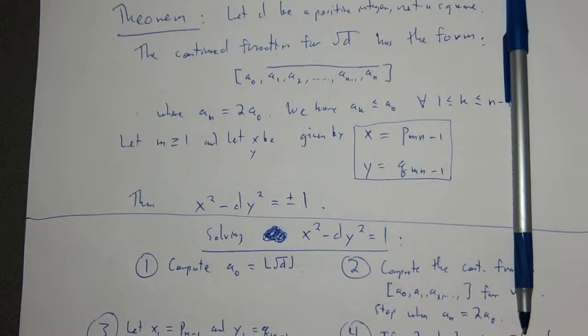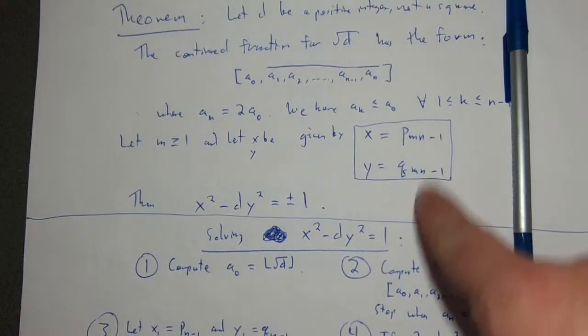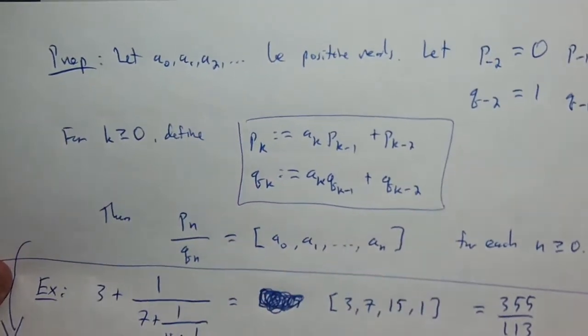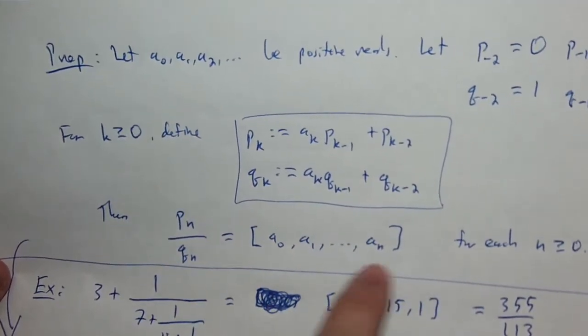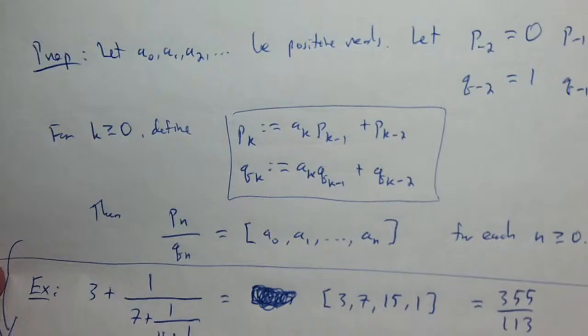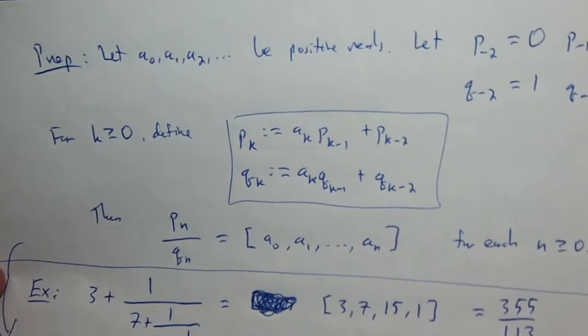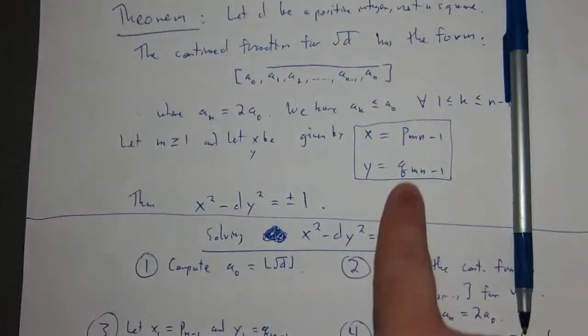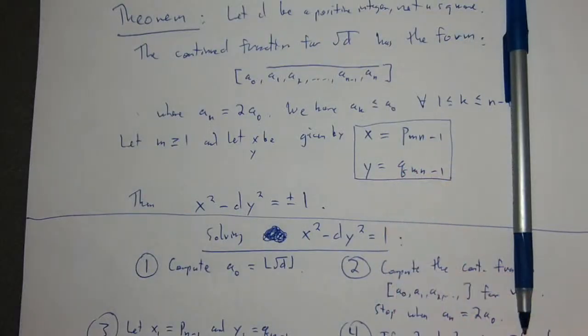So let me see if I still have. Yep, I got it. So these weird indices for P's and Q's come from this proposition that defines how I can quickly compute some finite continued fraction like this. Okay, so that's what these P sub mn minus 1 and Q sub mn minus 1 refer to here. And so what this is saying is that if you have the continued fraction for square root of d in front of you, it looks something like this.